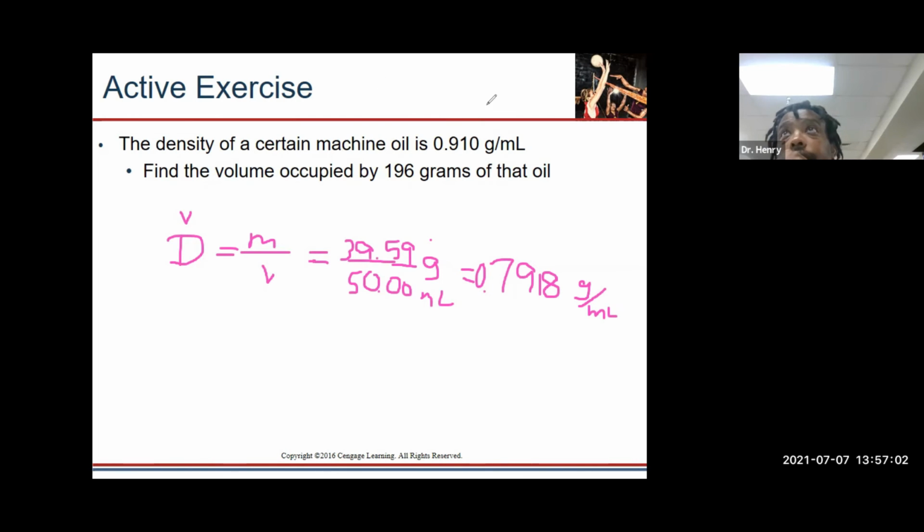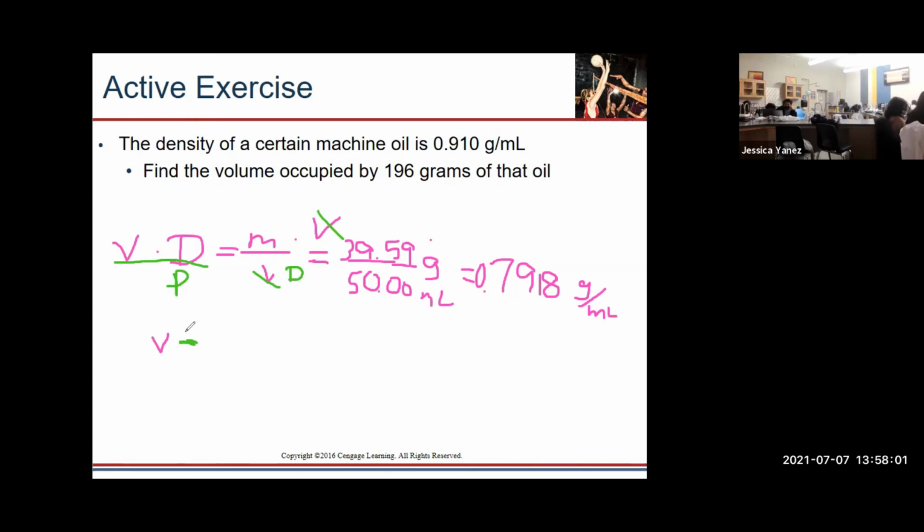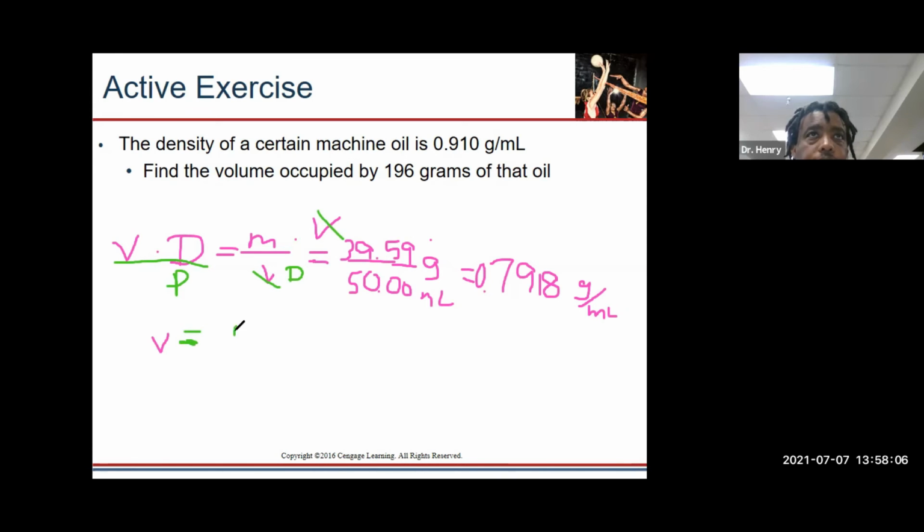How would I solve for V? So if I multiply both sides by V, then this V is going to cancel out. And then if I divide both sides by D, then I get V equals mass divided by density.